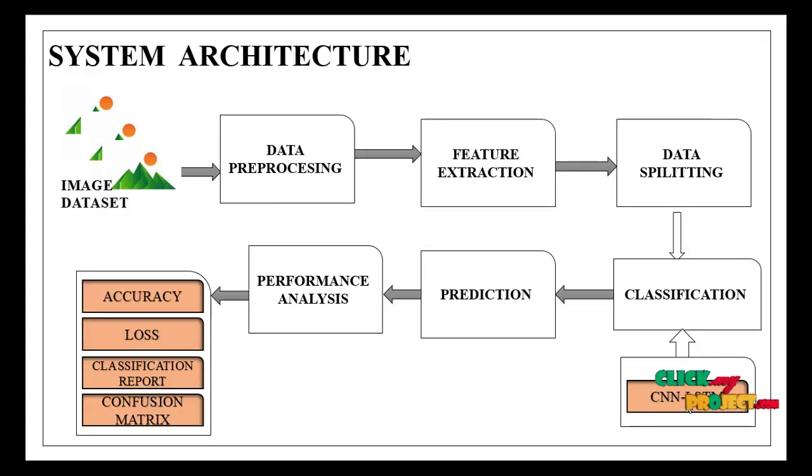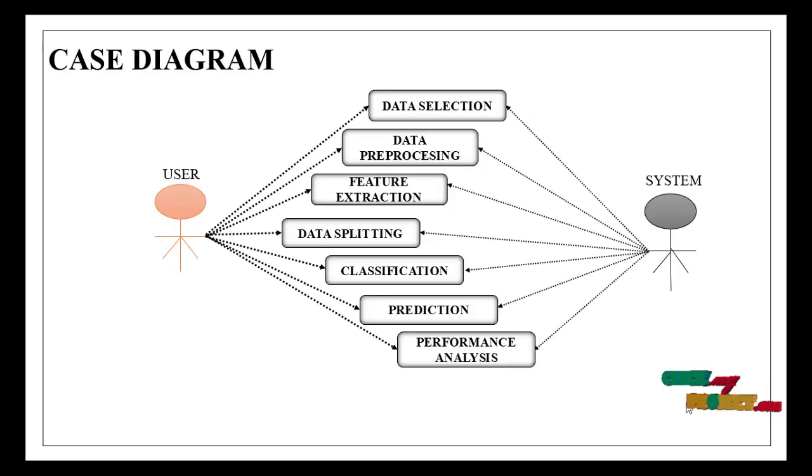This is a system architecture. From the image dataset, we want to pre-process the image and extract the features and split the data. Classification using algorithms and prediction. Performance analysis for the accuracy, loss, and classification report and confusion matrix. This is a use case diagram from the user to the system. First one is the data selection, and then pre-processing, extract the feature and split the data, classification and prediction.